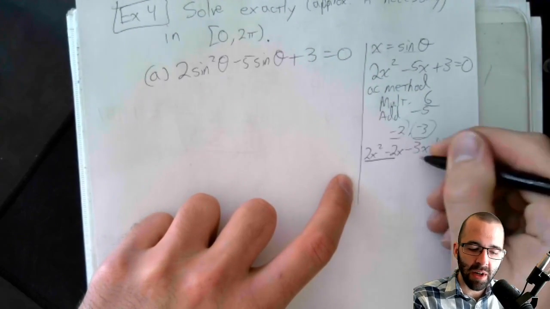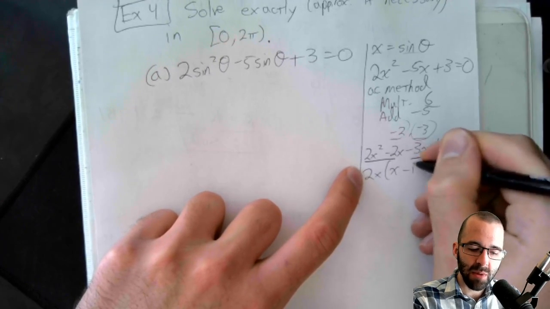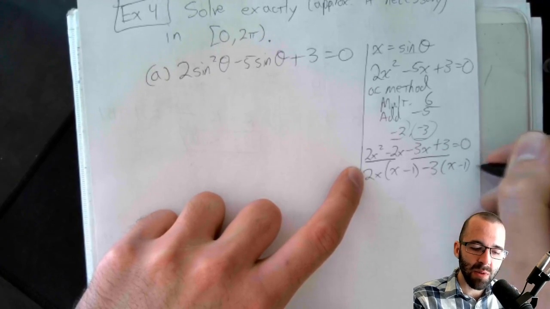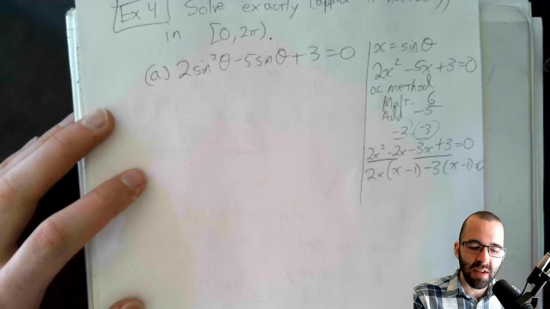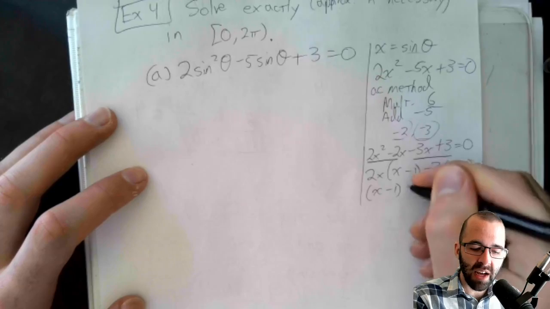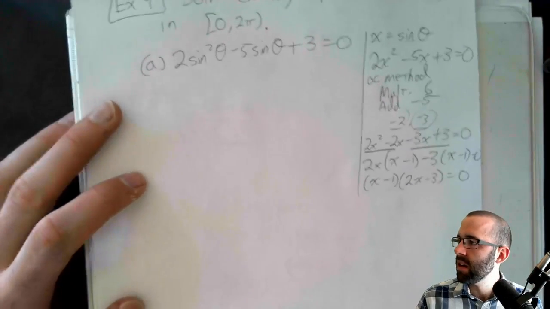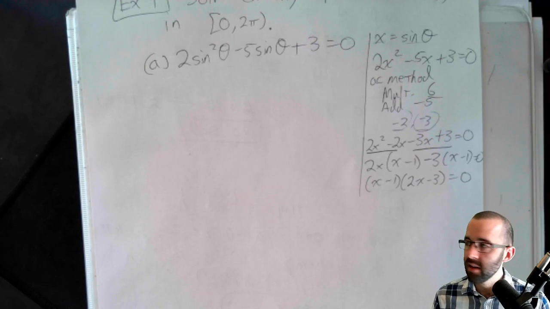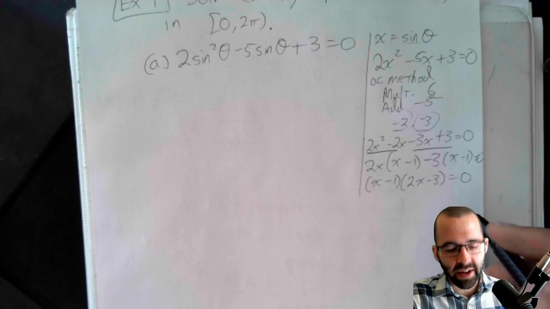And then we factor by grouping. So 2x becomes x minus 1. We're going to factor a -3 out of this one, and we're going to get an x minus 1. The reason we factor a -3 out is because we always want the insides to be the same. And now we factor out an x minus 1 from both of them. So we get x minus 1 times 2x minus 3 equals 0. All right. And that's how it factors.